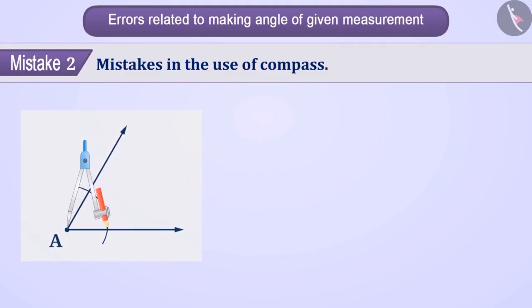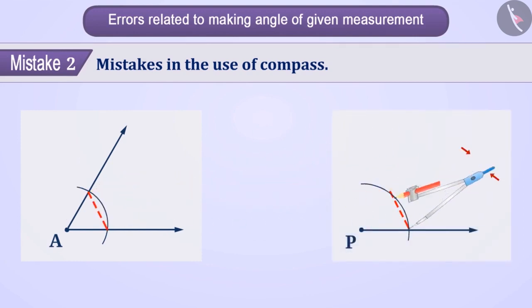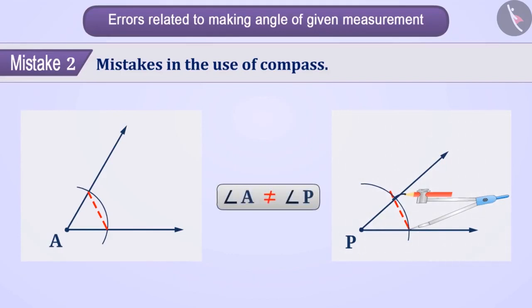Children do not take care to keep the distance taken in the compass the same. The distance taken while drawing the angle changes due to the pressure on the compass and thus becomes an incorrect angle. To avoid this, use the compass carefully. You can also check the distance taken in the compass periodically.